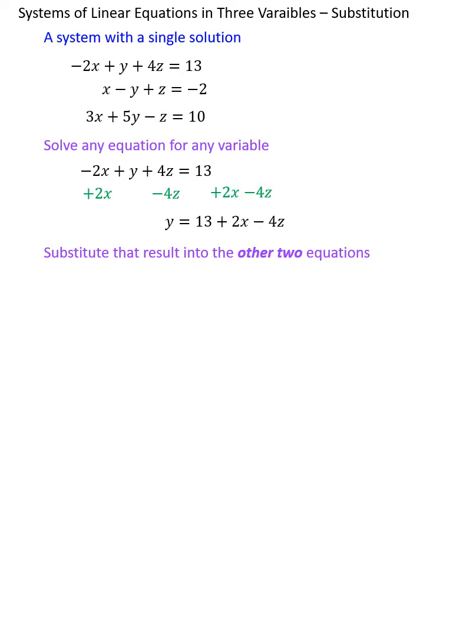You then substitute that result into the other 2 equations. Now the phrase other 2 is really important here. Other 2 means the 2 that I didn't just use. After all, if we have 3 equations and we solve one of them for one variable, there's going to be 2 I haven't used yet. So I take those 2 as of now unused equations, and I'm going to substitute the previous result.